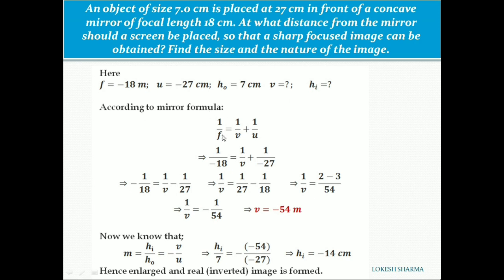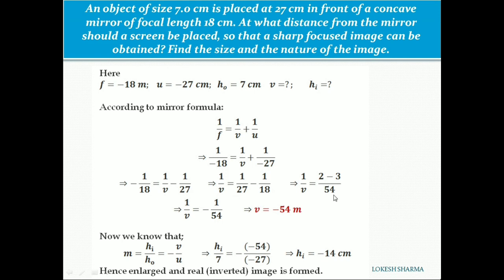Again, according to mirror formula, 1 upon F is equal to 1 upon V plus 1 upon U. This implies 1 upon minus 18 is equal to 1 upon V plus 1 upon minus 27. This implies minus 1 upon 18 is equal to 1 upon V minus 1 upon 27. Now shift minus 1 upon 27 towards right side, it will become positive. So we will get 1 upon V is equal to 1 upon 27 minus 1 upon 18.